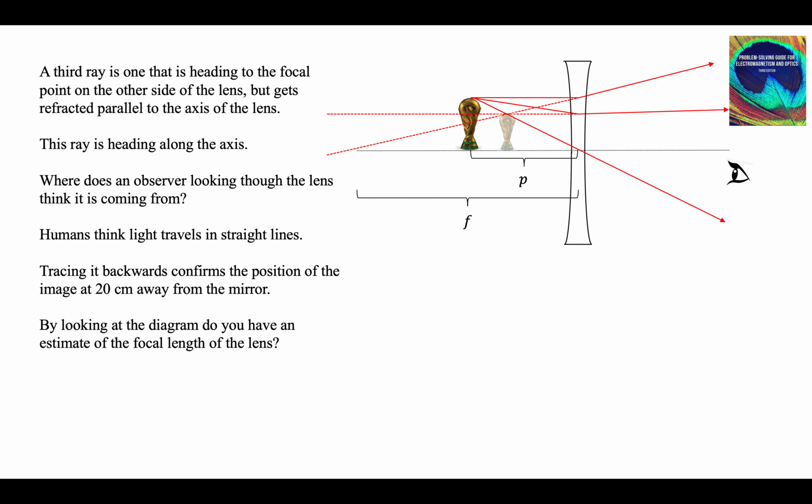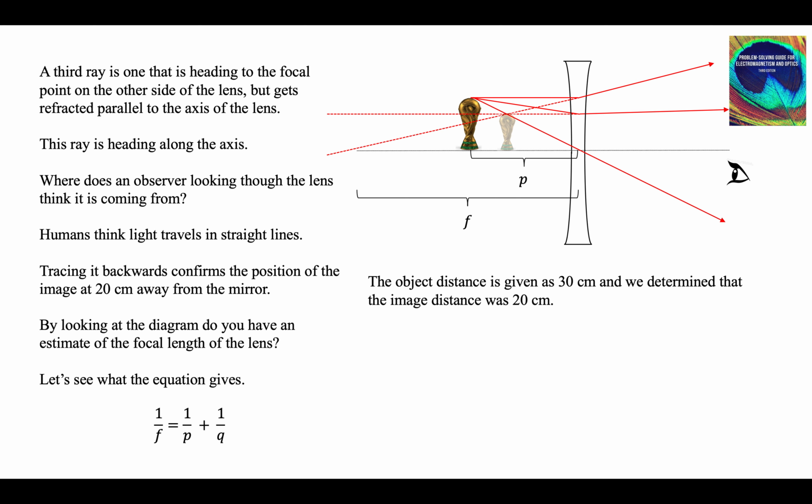What do you think the focal length is? That's 20, that's 30. This looks like 60 about. Let's see what the equation gives. So there's the equation. 1/f is 1/p plus 1/q. The object distance is 30 centimeters. We determined that the image was 20 centimeters away from the lens. It's negative. That's a virtual image.